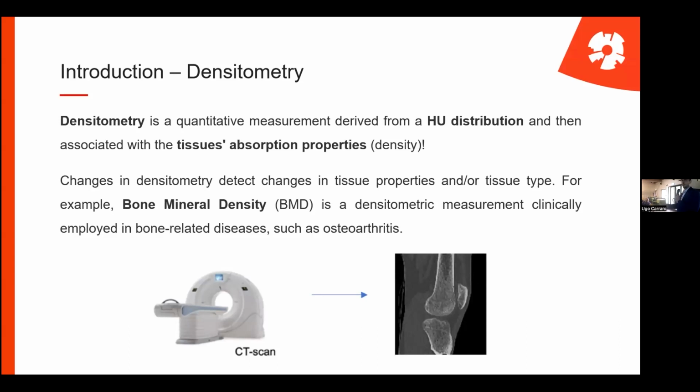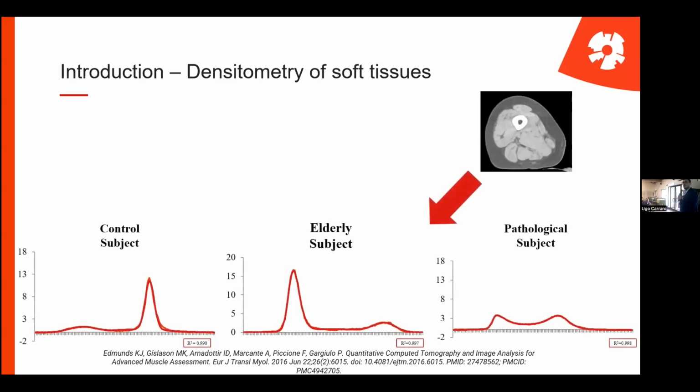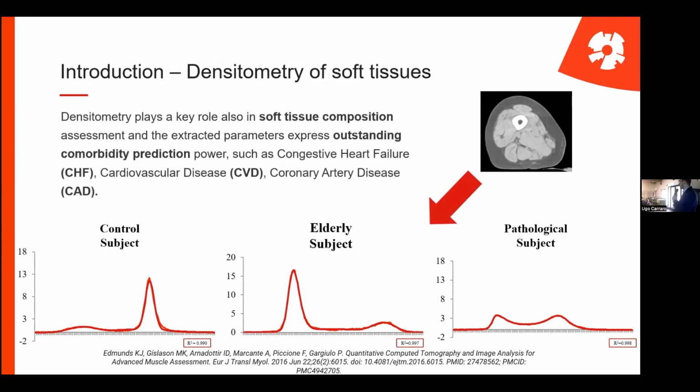One of the most famous examples is probably bone mineral density, which is used for bone assessment at the clinical level in bone-related diseases, such as osteoarthritis. But it's not only related to hard tissue. We have soft tissue, and our group has made a lot of improvements in the literature studying densitometry from the mid-height, as we already heard from Paolo.